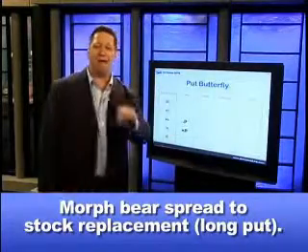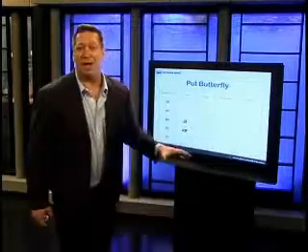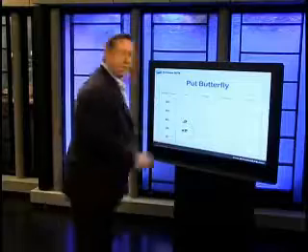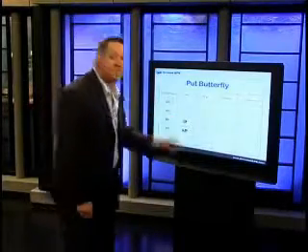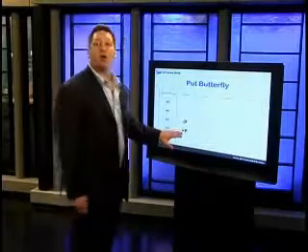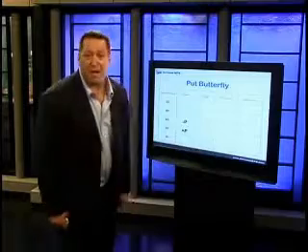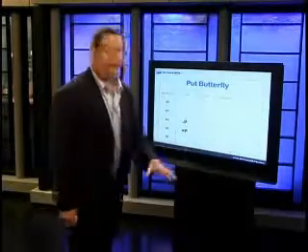Remember, every time you morph a strategy from one to the other, the old strategy's got to be buried. You now have to trade this strategy. And this strategy says that when we break down, we buy back the short put and ride our long put like stock replacement. And once we're in stock replacement, we trade stock replacement.